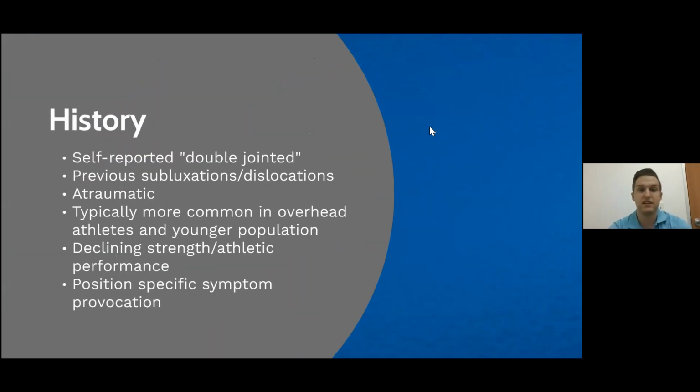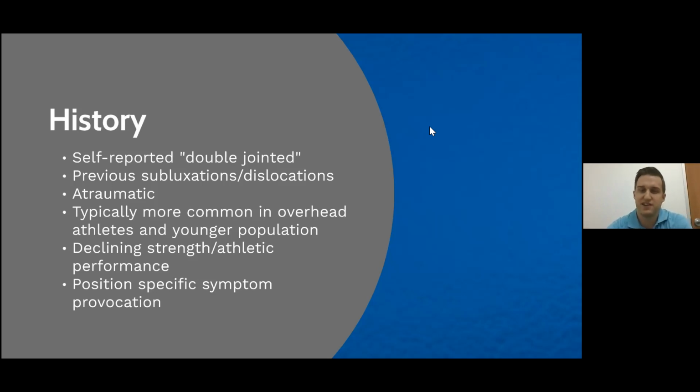So these are going to be a lot of the patients that are talking about that they are double jointed. They just have a little bit more mobility than you would think would be average for that kind of patient population. There's going to be a history of previous subluxations or dislocations. Now you might have to tease this out of them and kind of explain it a little bit more, because if you're working with a lot of younger people, they might not know what a dislocation even is if they're really that young, or they might not have a name that they call it.